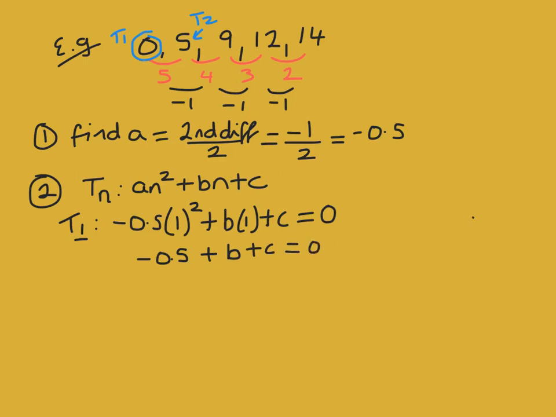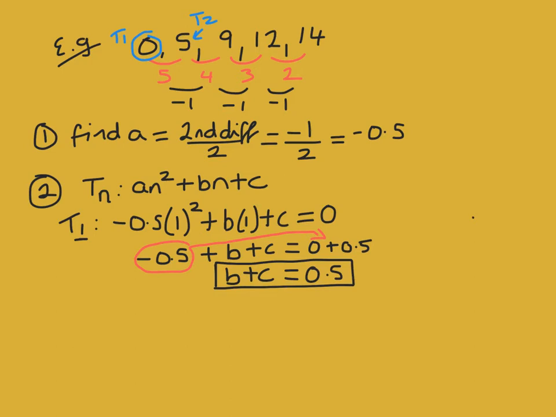And I can take this over the far side to get it into a linear equation form. So I get b plus c equals 0.5. And remember, if it comes over the far side here, it becomes a plus 0.5. That's my first linear equation.